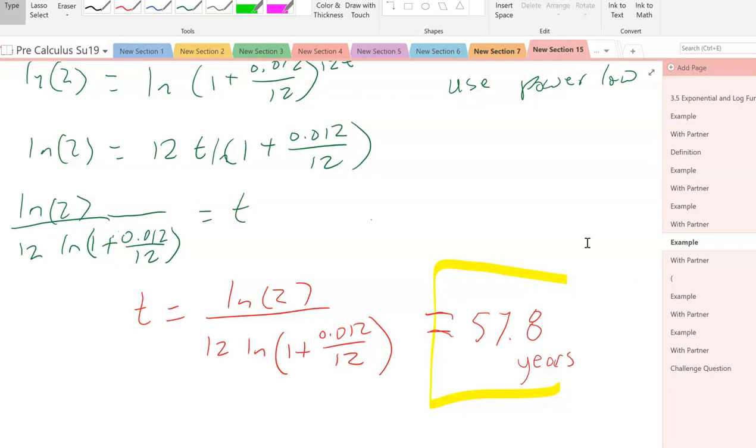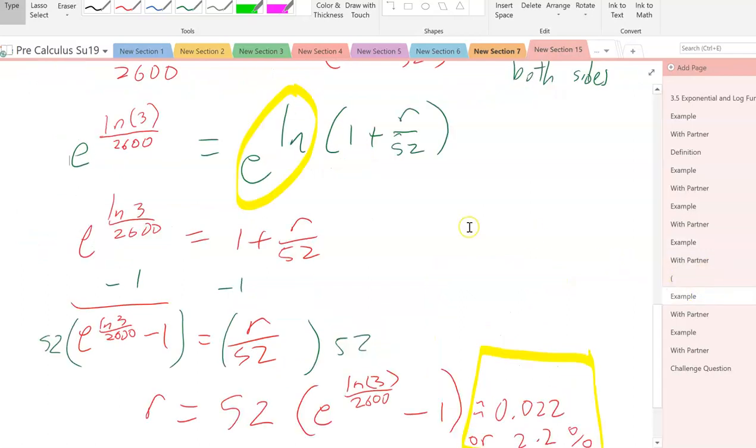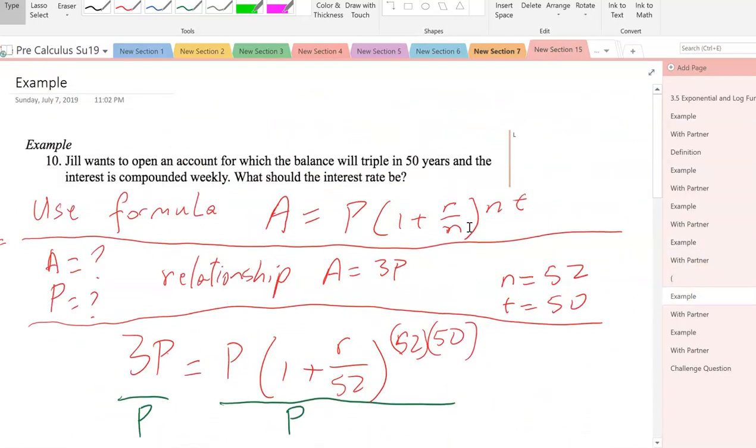Okay, now let's look at another example. Jill wants to open an account in which the balance will triple in 50 years. The interest is compounded weekly. What should the interest rate be? So in the previous problem we solved for time. Now we will be solving for a rate.